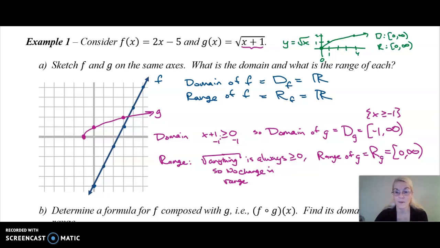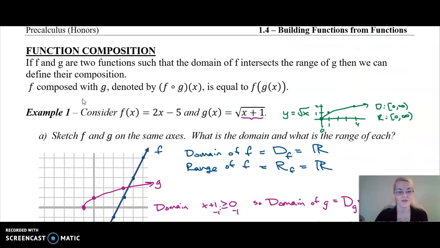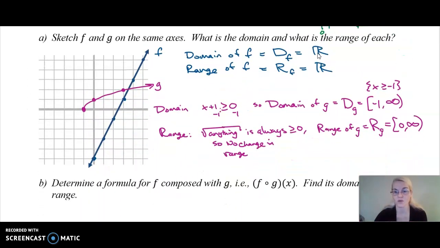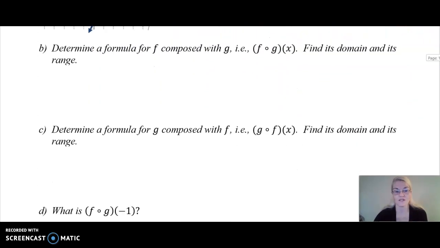Now, let's look at the composition. So again, in order to take the composition f composed with g, we needed that the domain of f needs to overlap the range of g. And in this case here, the domain of f is all real numbers. Does that overlap with the range of g? Yeah, 0 to infinity is part of all real numbers. So there's an overlap, there's an intersection there. So we can write the definition.